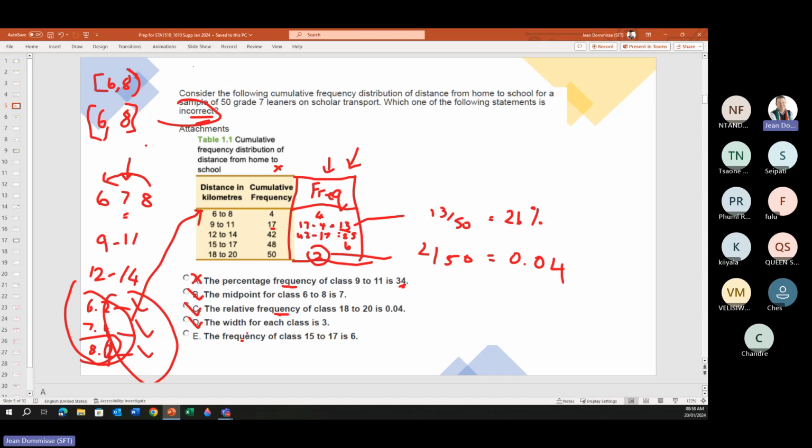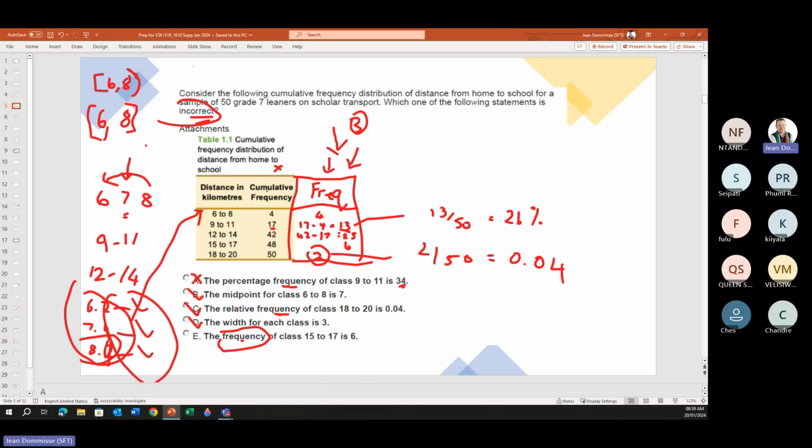Then the last one, the frequency. So again, frequency. You can see 3 of the questions were actually based on frequency. Nothing was based on cumulative frequency. So again, very important, when you get a question like this and they tell you about cumulative frequency, please add the frequency for yourself. Okay, frequency of class 15 to 17, that was 6. So yes, frequency is 6.